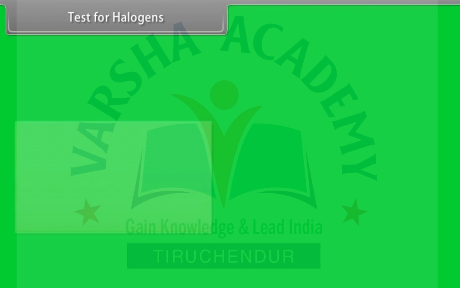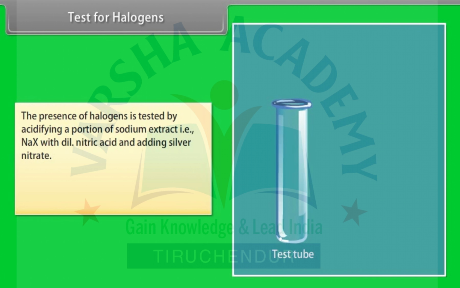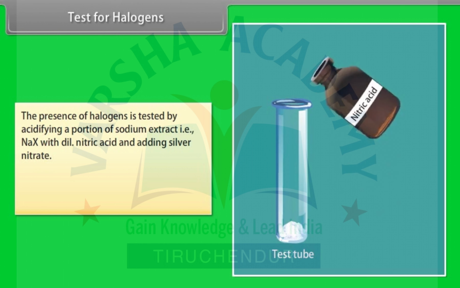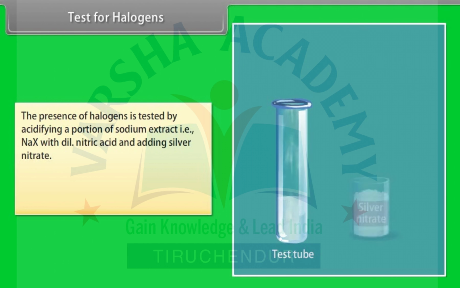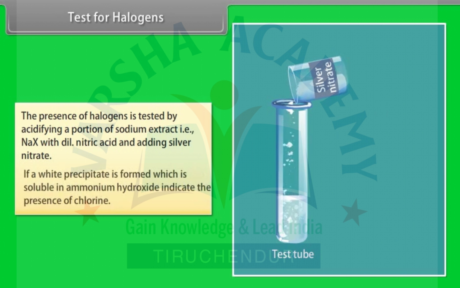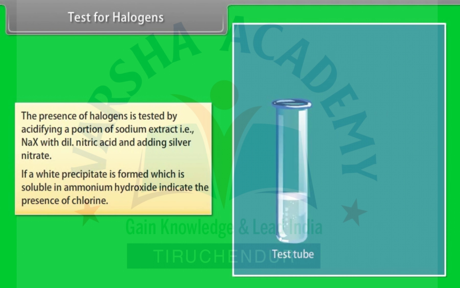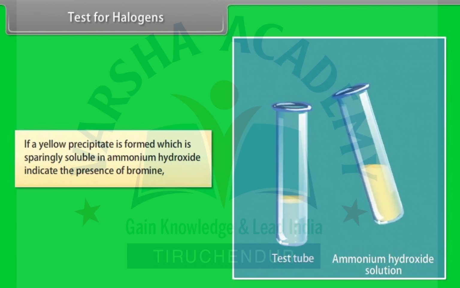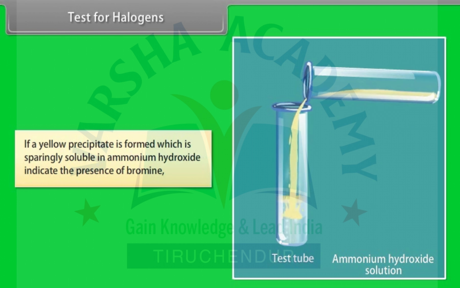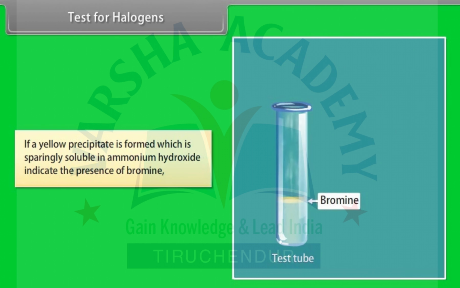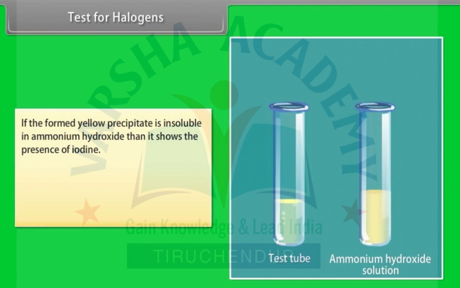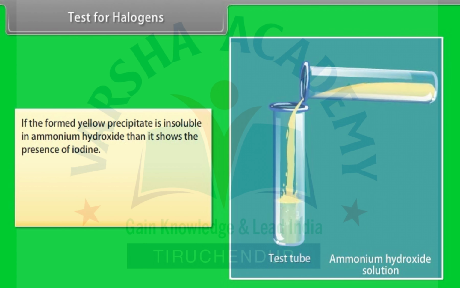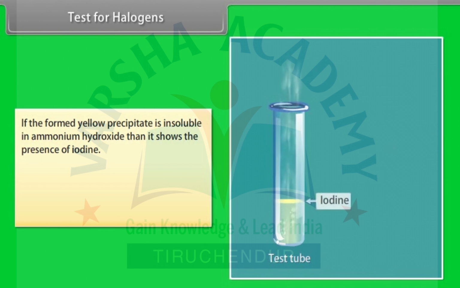Test for halogens. The presence of halogens is tested by acidifying a portion of sodium extract, that is NaX, with dilute nitric acid and adding silver nitrate. If a white precipitate is formed which is soluble in ammonium hydroxide, it indicates the presence of chlorine. If a yellow precipitate is formed which is sparingly soluble in ammonium hydroxide, it indicates the presence of bromine. If the formed yellow precipitate is insoluble in ammonium hydroxide, then it shows the presence of iodine.